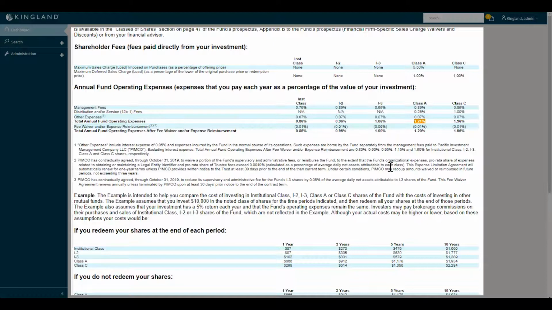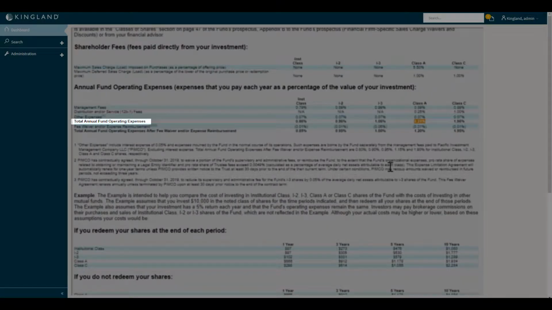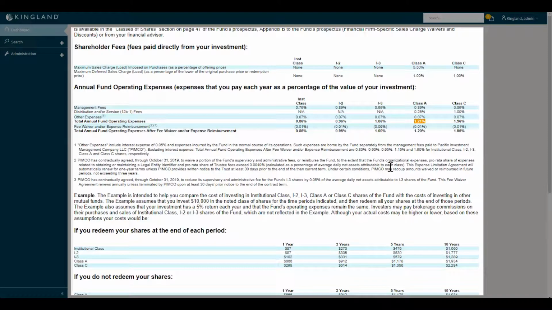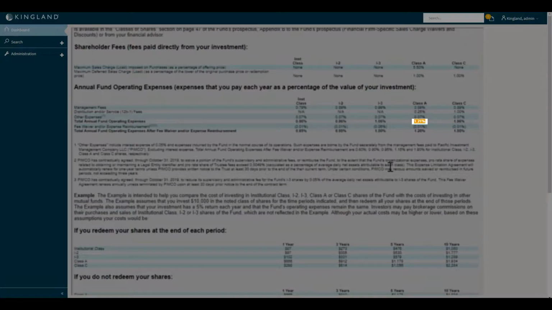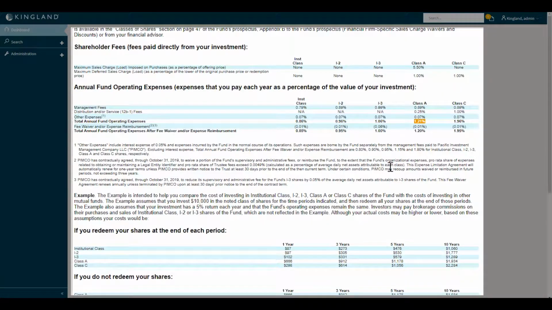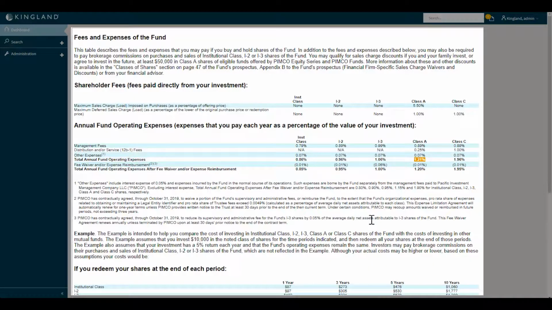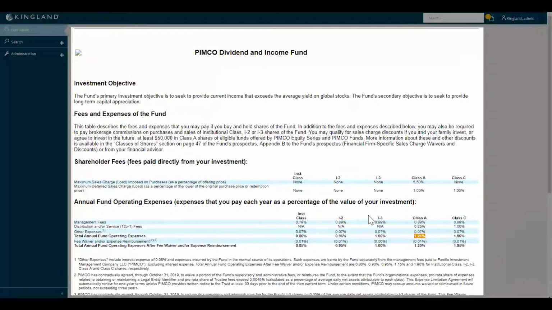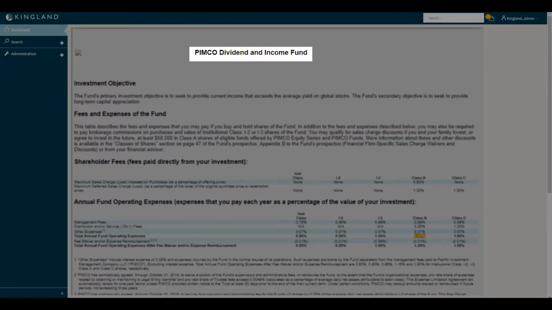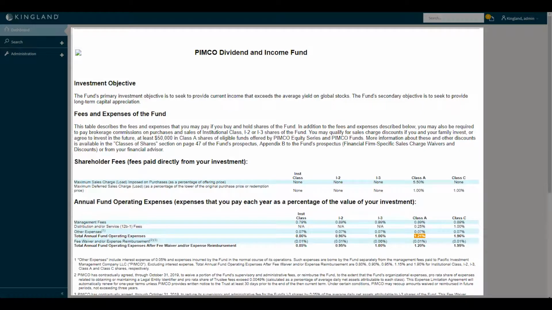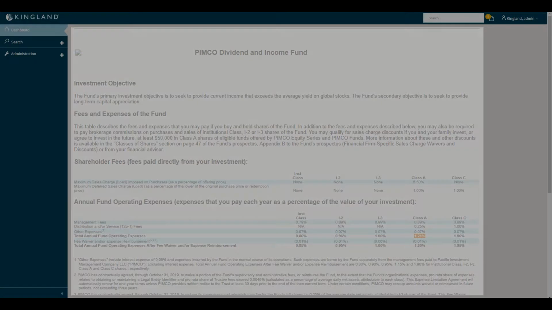In this example, we are after the total annual operating expenses for the Class A issue of this fund, and hence the 1.21% value for extraction. As we scroll up again, we can see that this table of data is indeed tied to the correct PIMCO Dividend and Income Fund, representing the successful document sectioning pre-processing that has previously occurred.